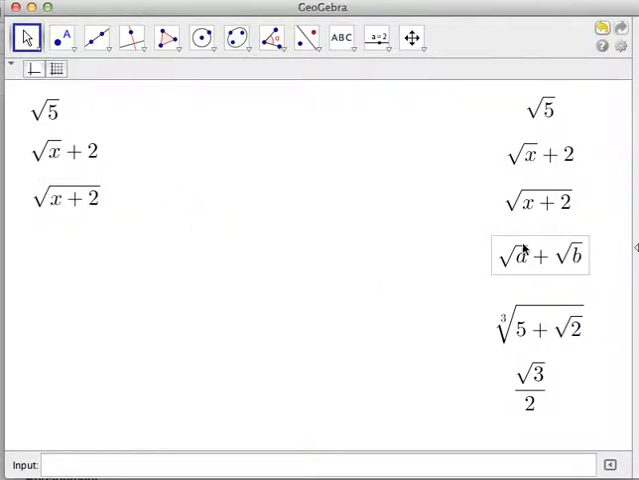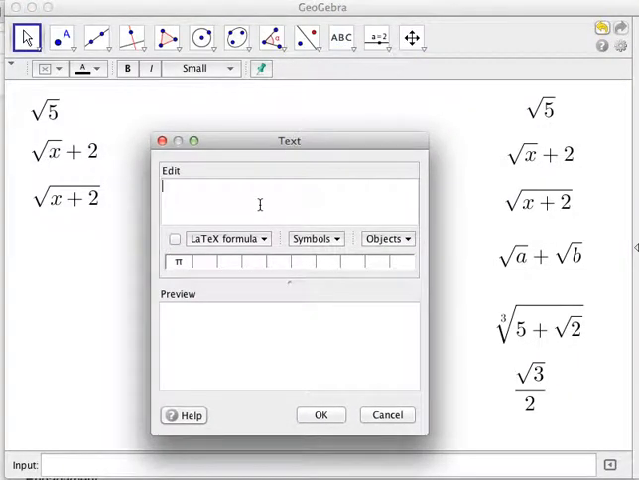Next, this one has two variables that are separate, and we have two square root signs, so we need to create two sqrt codes. So we have slash sqrt. What is under this radical sign here? We have a, and then plus is outside the radical sign, so plus and then another square root, and then what's inside here is b.